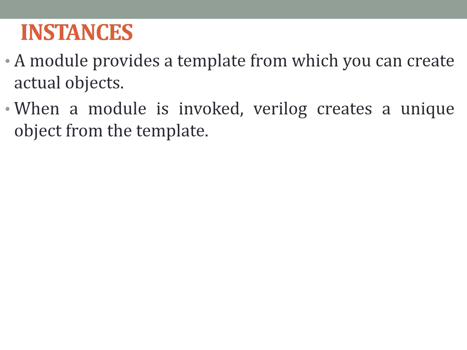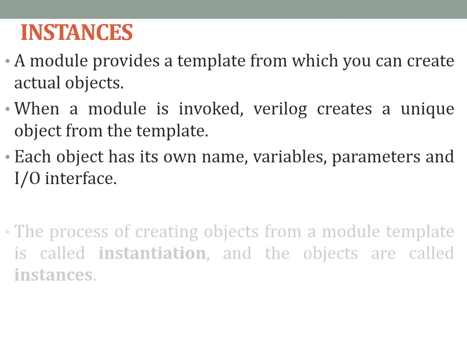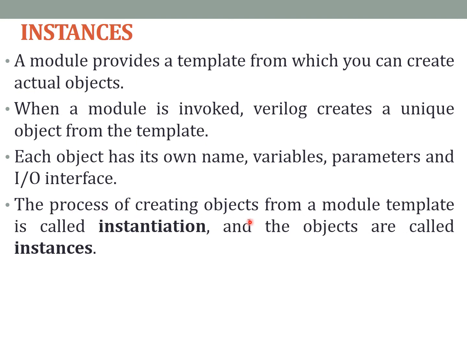is the original module. Each object which is created will have its own name, its own variables, its own set of parameters and the input-output interface also. The process of creating objects from a module template is called instantiation. So the process where we invoke a module is called instantiation and the object that is getting created is called an instance. So the process of creating an object is instantiation and the object itself is an instance.